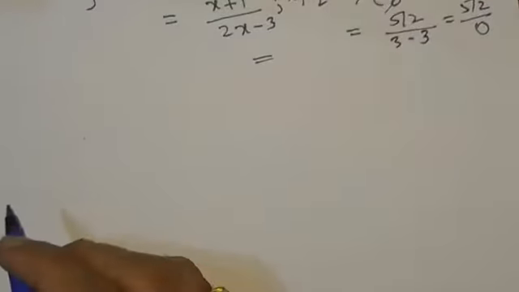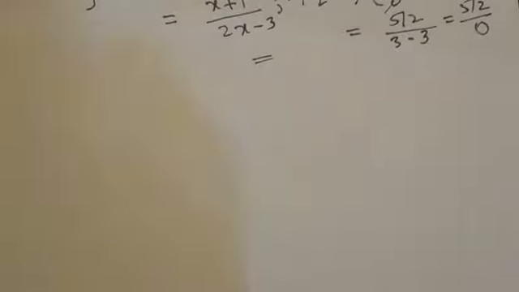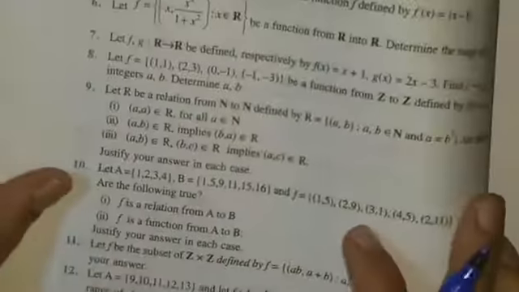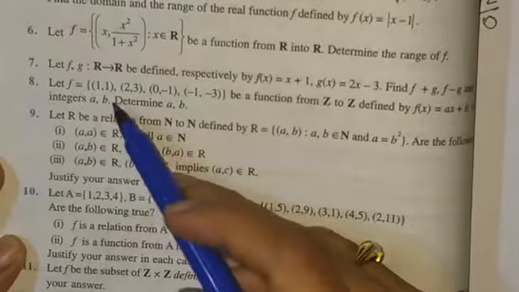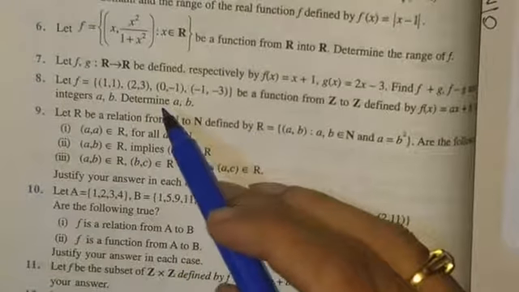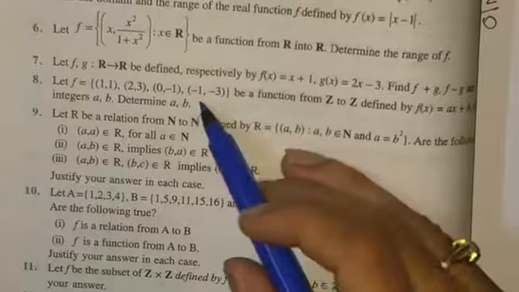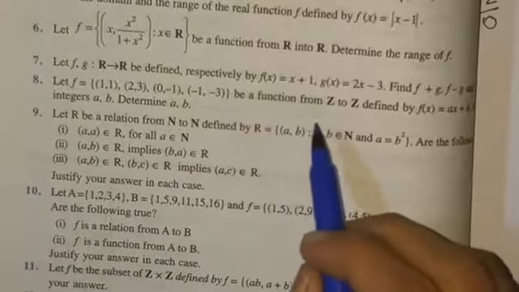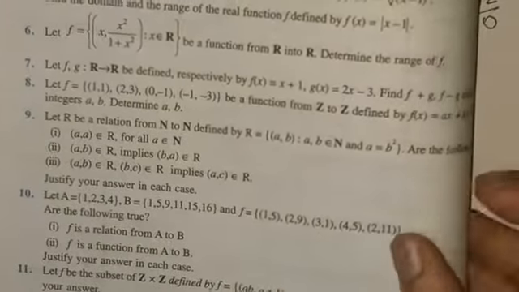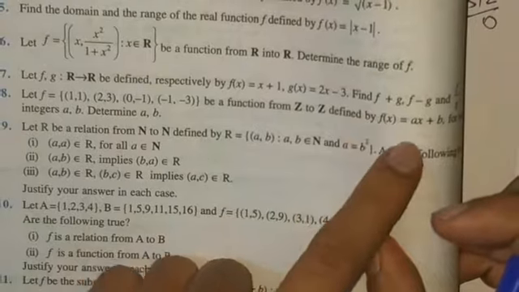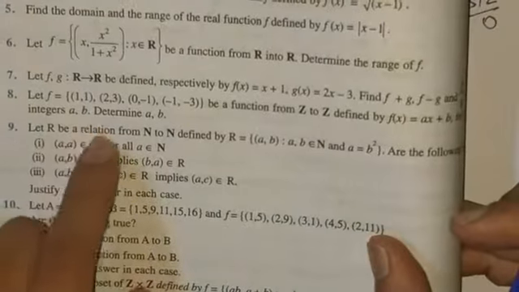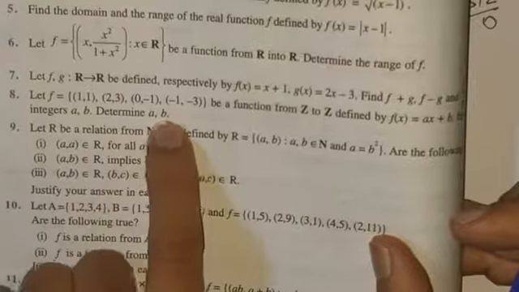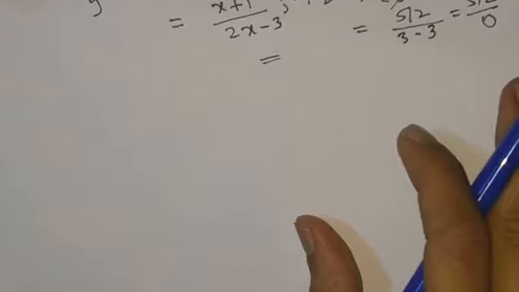Now let us go to problem number 8. Problem number 8 says, let f = {(1, 1), (2, 3), (0, -1), (-1, -3)} be a function from Z to Z defined by f(x) = ax + b for some integers a, b. Determine a, b. So let us see how to solve the problem.